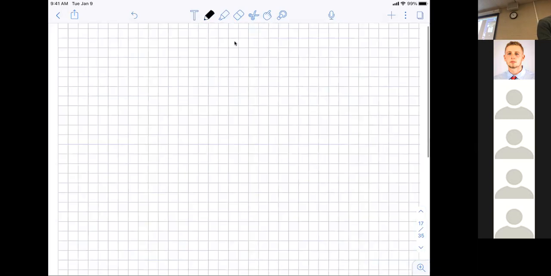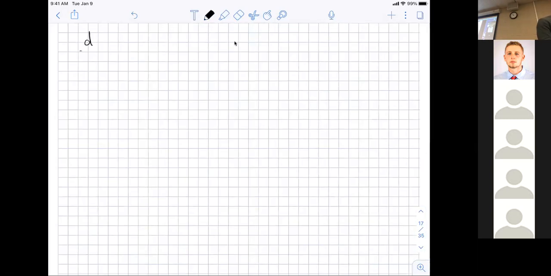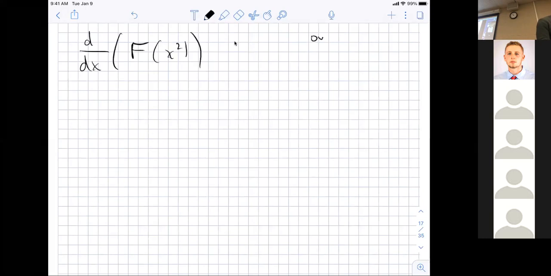The derivative with respect to x of big F of x squared. I need to know what is my outside function and what is my inside function. So let's start with inside. What's my inside function? X squared. That's pretty clear. And what does that make the outside function? Yeah, just big F of x. Very good.